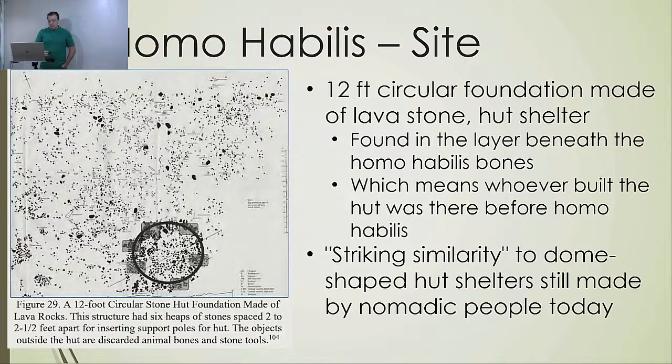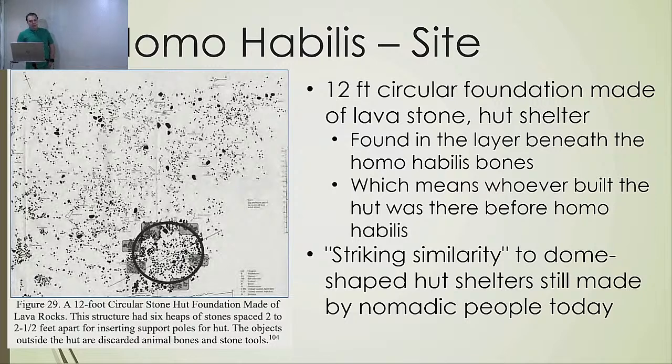different creatures. You can see the site there on the left. All those little dots are things that they found. The circle is actually a hut that they found, or remains of a hut. The Homo habilis bones that they found there were above the hut, meaning whoever built the hut came before the bones were put in there. And remember, there were other animal bones in there. And this hut actually looks virtually similar, strikingly similar, it said, to the dome-shaped hut shelters that are still made by nomadic people today. So this is human technology found with these bones.